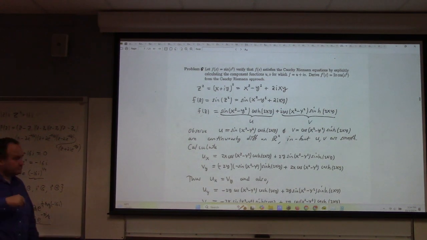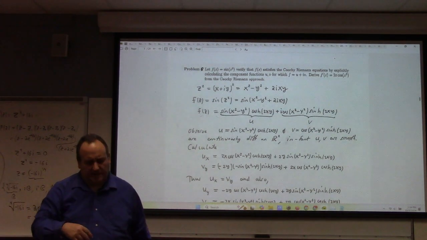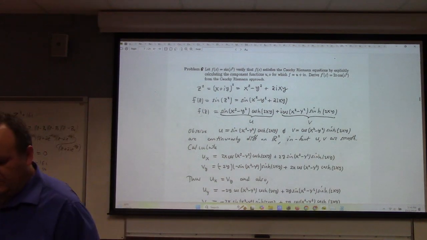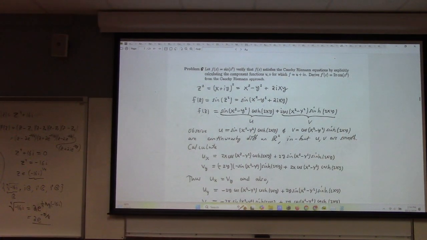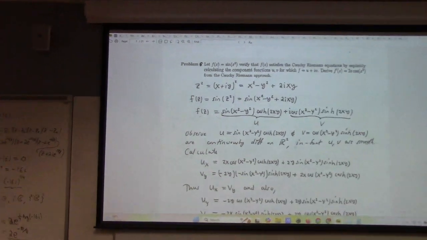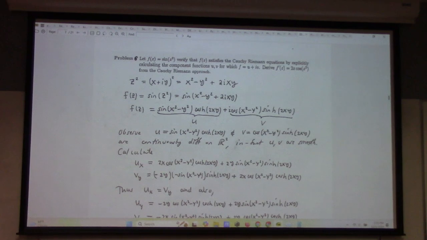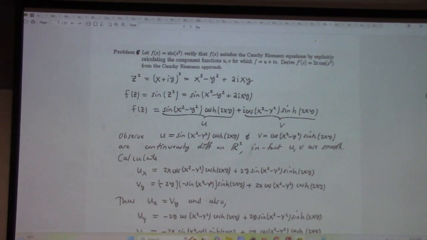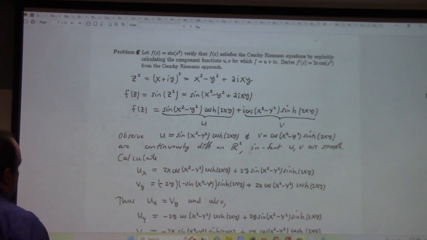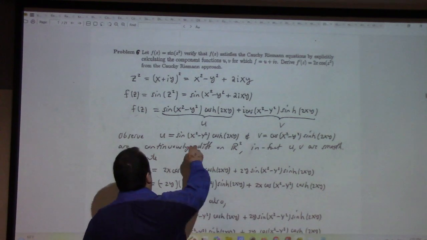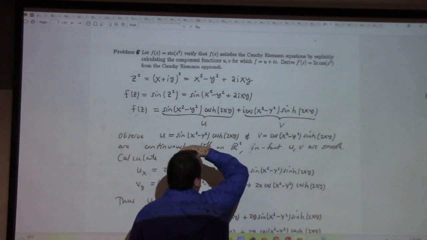Excuse me. Here we're supposed to check what? That the component functions satisfy the Cauchy-Riemann equations, right? So there's a little bit of calculation involved here, isn't there? Let's see. What did I do? I calculated z squared, right? We know that. And then I used the adding angles formula for sine.